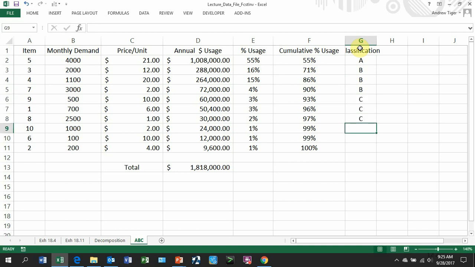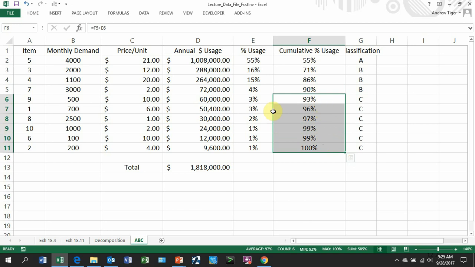So even though my C items make up half of my total items, actually over half, 60% of my total items, they only make up roughly about 7% of their annual dollar usage. The total of that is well, it's 10%.